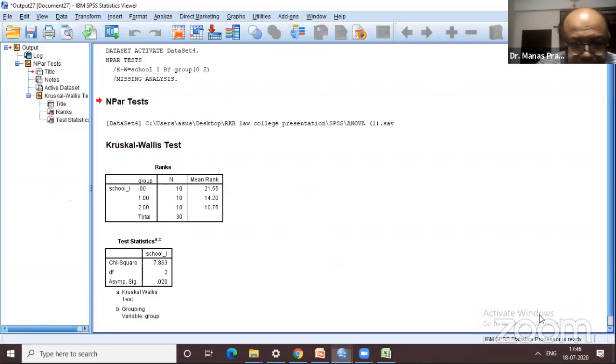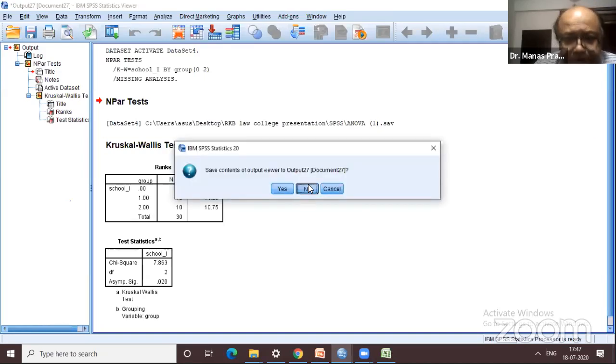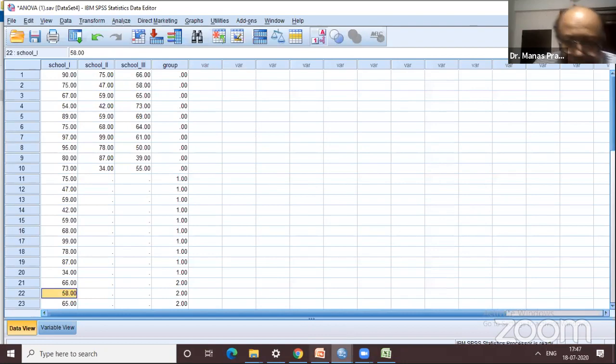See, this is the result. So what is the interpretation? The p-value is less than 0.05. That means we reject the null hypothesis that the mean score of all the schools is similar. This is not true actually. So there is some difference in the mean score of all the students. So this is all about parametric and non-parametric tests.